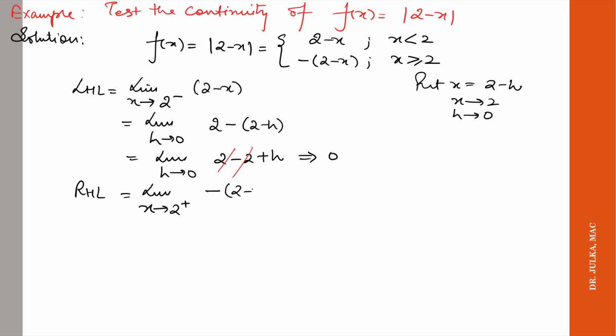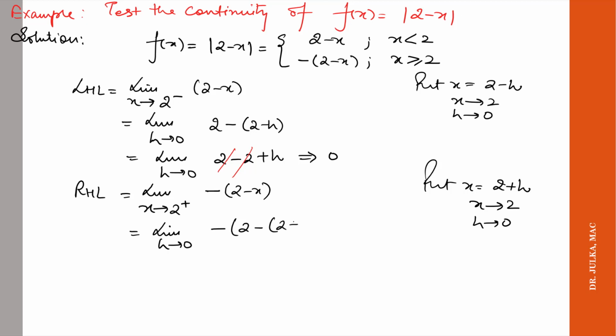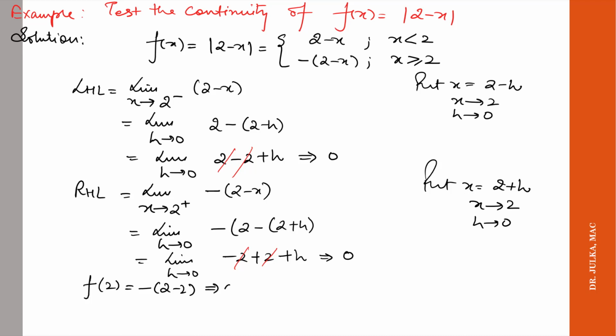Right hand limit, x tends to 2 positive, and we take function minus of (2 minus x) because x is greater than 2. Put x equals 2 plus h, x tends to 2, so h tends to 0. Limit h tends to 0, replace x by 2 plus h, and after calculation we'll get right hand limit equals 0. And the value of function at 2 is 2 minus 2, and with the minus outside the function, we'll get 0. So left hand limit equals right hand limit equals value of function at 2. Thus, function is continuous at x equals 2.